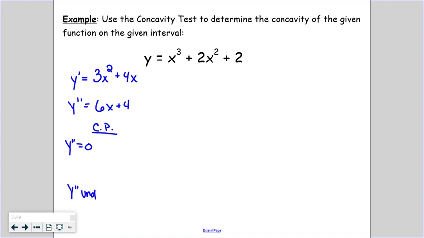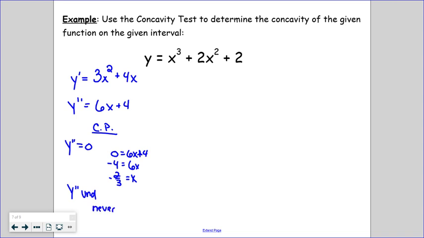This one can equal 0, so I would set it equal to 0 and solve. Oops, that's a plus. So negative 2/3 would be where this one would be 0. That is a linear equation. Linear equations are never undefined, so never.